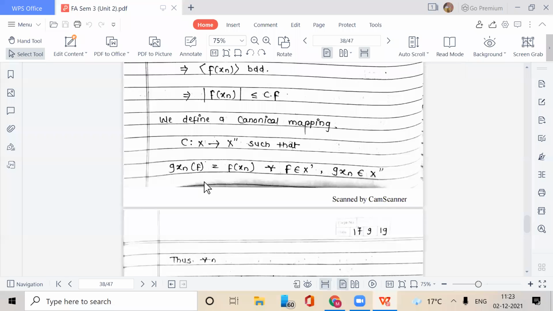And Gxn are also functionals which belong to X double dash. These are functionals on the space of functionals, that is, the dual of the dual. As X dash is the dual of X, X double dash is the dual of X dash, and it is defined as Gxn of f equals f of xn. And this value f of xn belongs to the scalar field. So G is a functional.